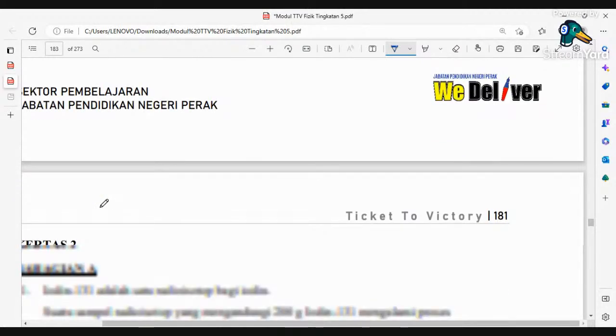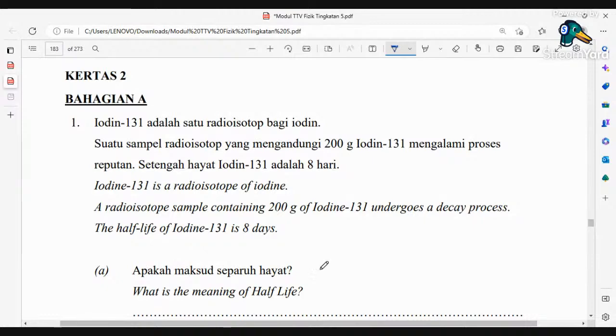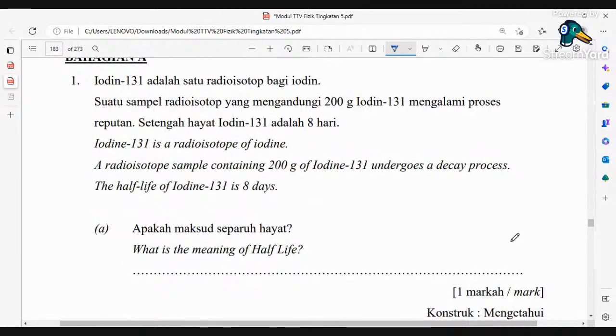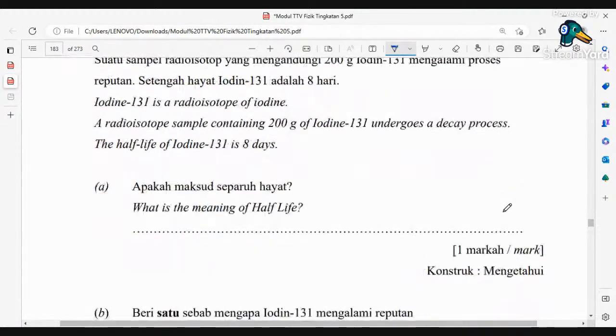Okay, we get Section A, Paper 2, number 1. A radioisotope sample containing 200 gram of iodine-131 undergoes decay process. Half-life of iodine-131 is 8 days. What is the meaning of half-life? The keyword must be time taken.